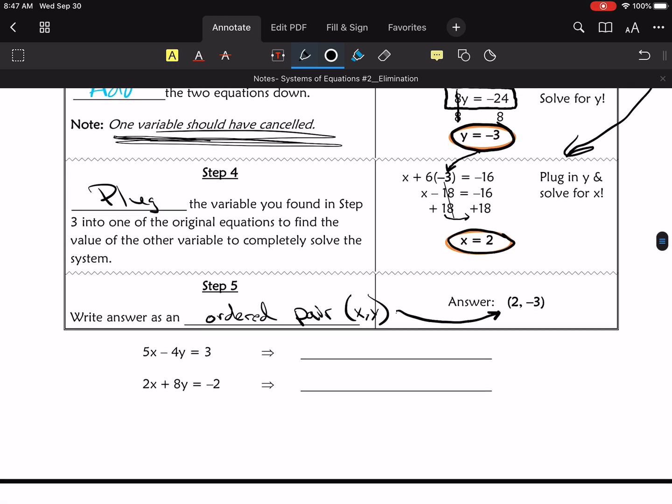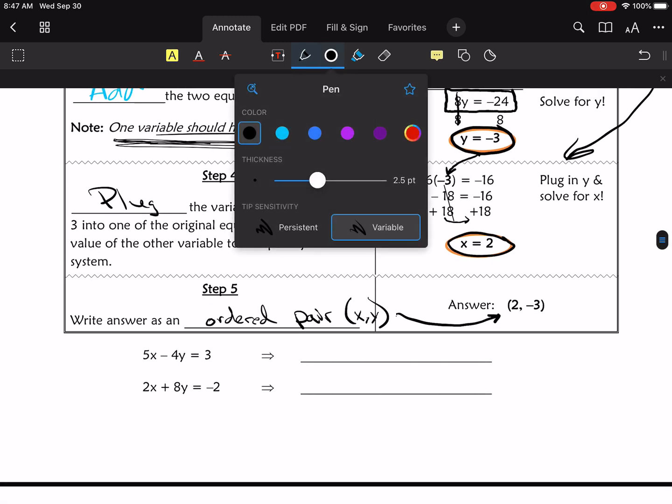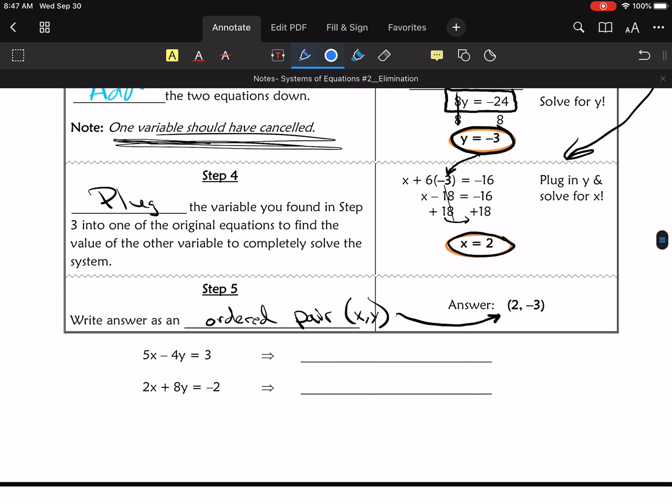So let's look at an example. So first step, make sure everything is lined up correctly. So I have 5x and 2x, negative 4y, 8y, 3, and negative 2. So everything is in the correct column, right? Both equations go x, y equals number, x, y equals number.